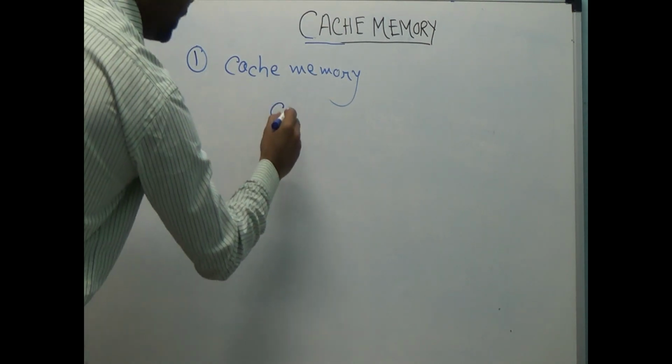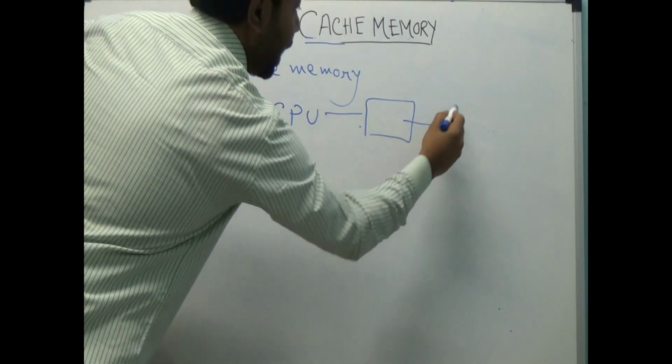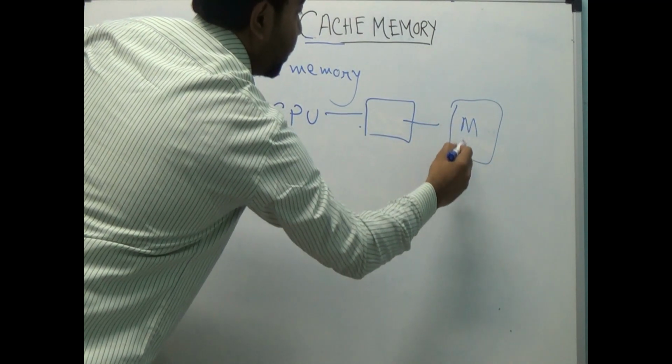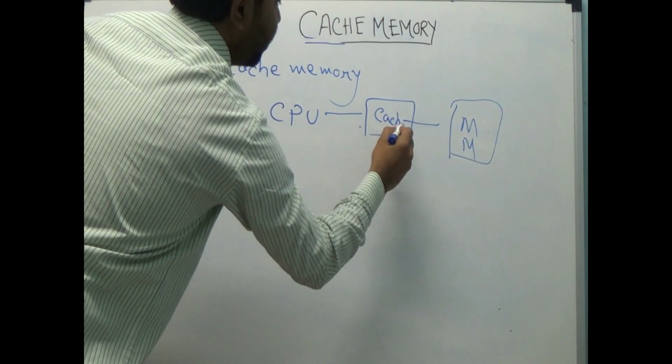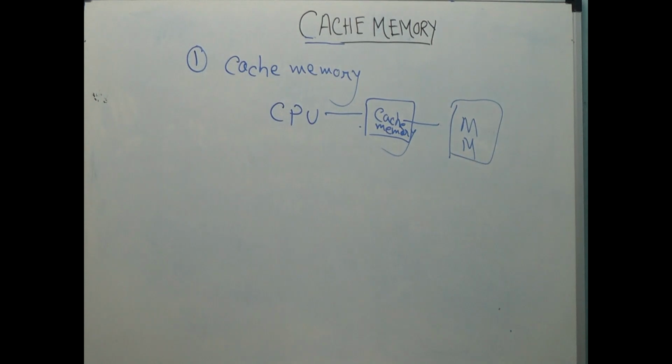It lies between CPU and main memory. So this is the definition of cache memory, and the location of cache memory is between CPU and main memory.